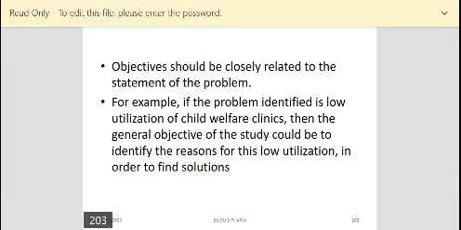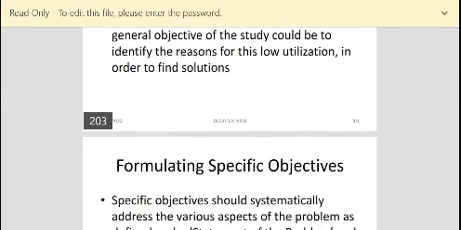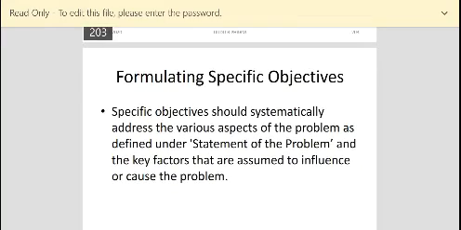I think we understand here. If the problem identified is low utilization of child welfare clinics, then the general objective of the study could be to identify the reasons for this low utilization in order to find solutions. Formulating specific objectives: we said specific objectives are formulated from general objectives. When we break down the general objectives, we come up with the specific objectives.